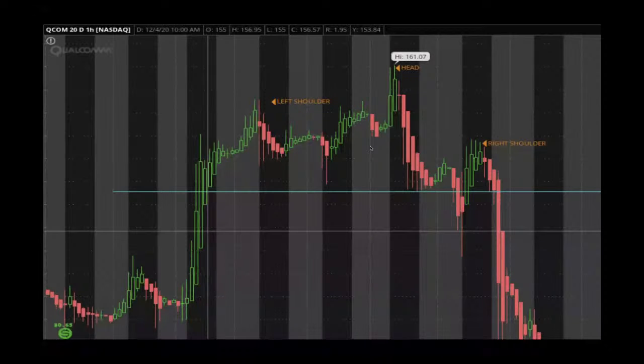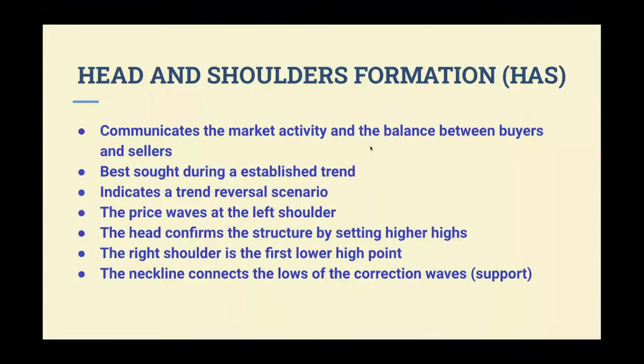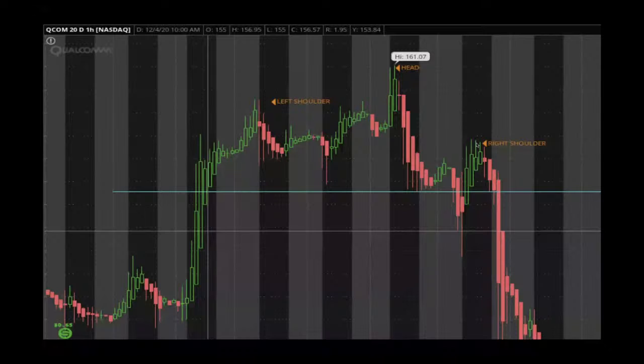And the right shoulder is the first lower high point. What's a lower high? So we've got a correction here. We've got a high, however it's a lower high on this pattern. You see, this is a higher high. This is a lower high from this higher high, but it's still higher than this one. So this is the lowest high between the left shoulder, the head, and the right shoulder. We're going to have this as a lower high. Then we have the neckline, which is the support. And once we break this neckline here, the pattern gets confirmed.